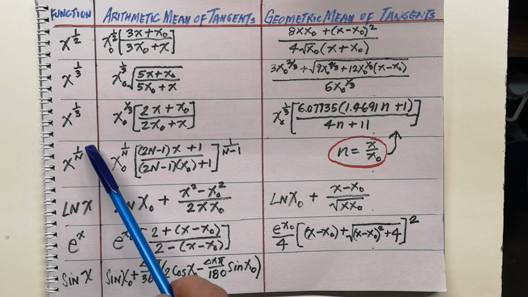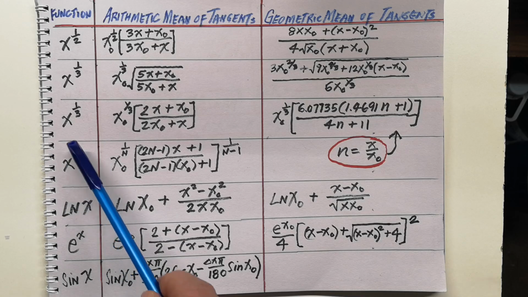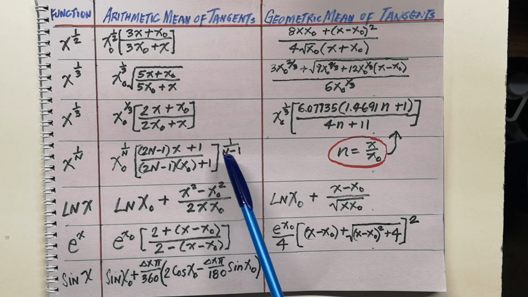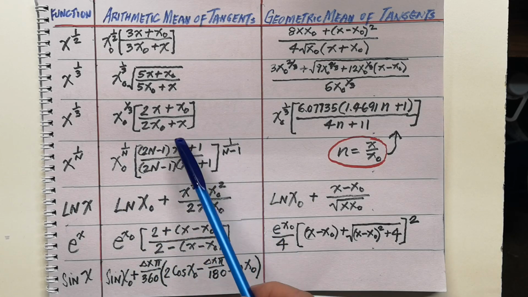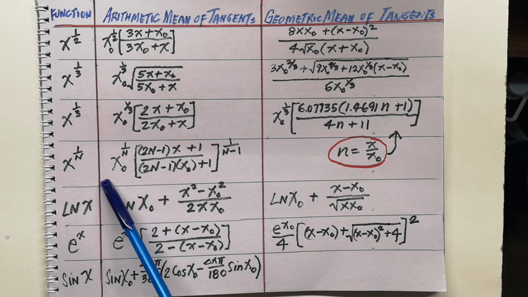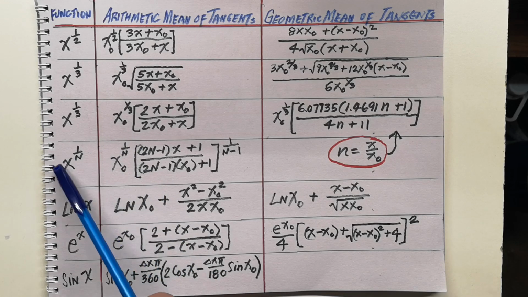Especially if your number is big, like x to the 1 over 100, right? 100 root. This is easily solvable. But this is the problem, if you are able to find a near approximation to that number.